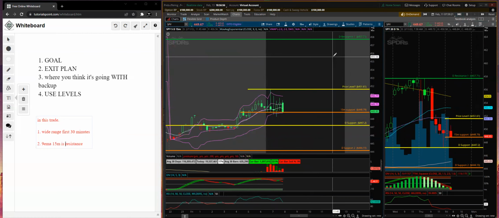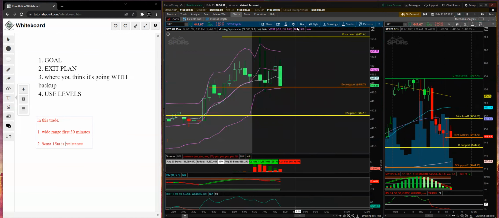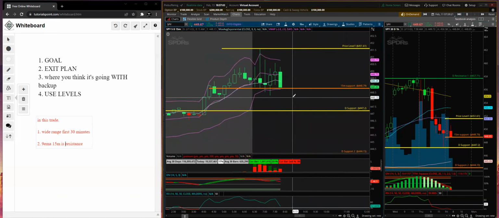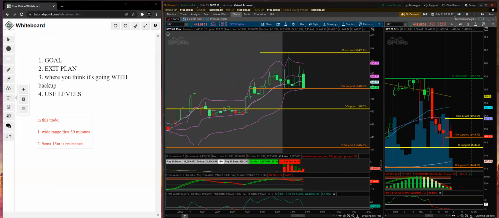All right, here we go. Let's see if we break below here. Hopefully we do end up breaking below this support right here this time. Data has to load. It's pretty slow.